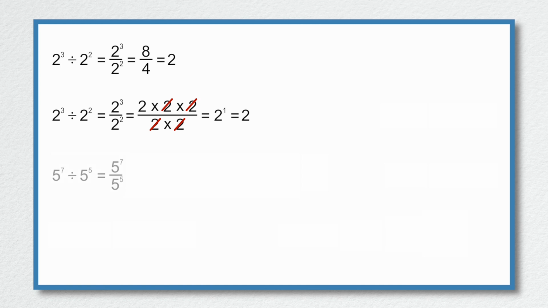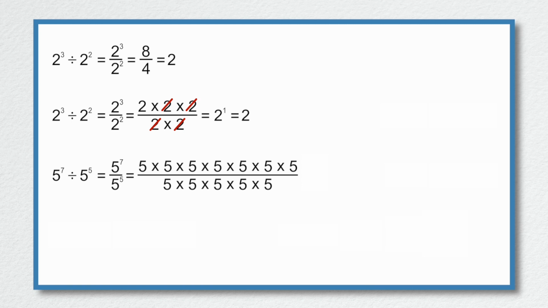5 to the power of 7 divided by 5 to the power of 5. So we have 5 times 5 times 5 times 5 times 5 times 5 times 5 over 5 times 5 times 5 times 5 times 5. These 5's cancel out here, here, here, here, and here. And we're left with 5 times 5 on top, which is 5 to the power of 2.